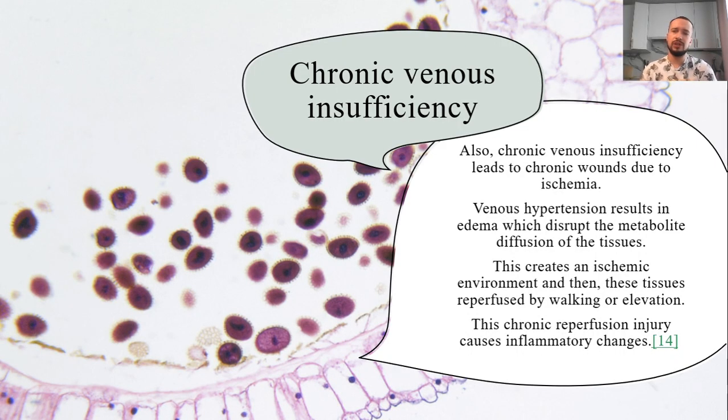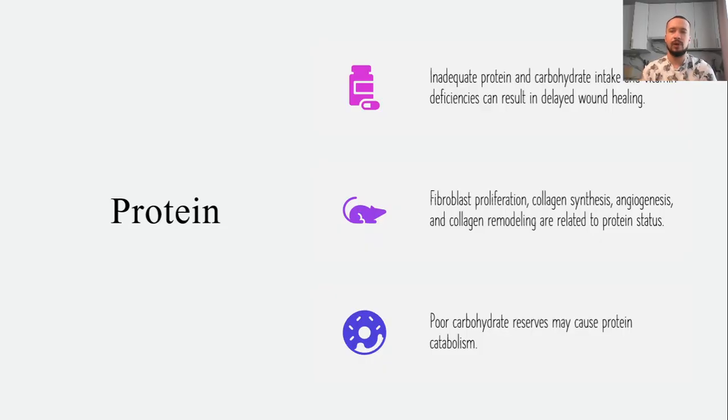Also, chronic venous insufficiency leads to chronic wounds due to ischemia. Venous hypertension results in edema, which disrupts the metabolic diffusion of the tissue. This creates an ischemic environment, and then this tissue is reperfused by walking or elevation. This chronic reperfusion injury causes inflammatory changes.